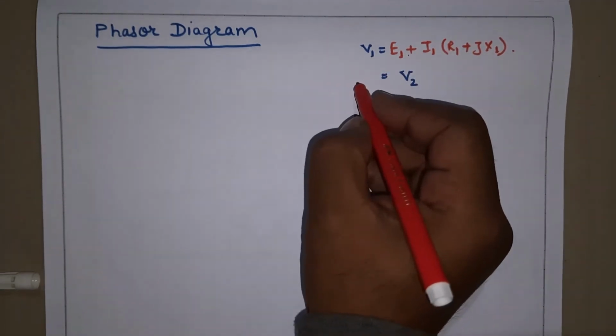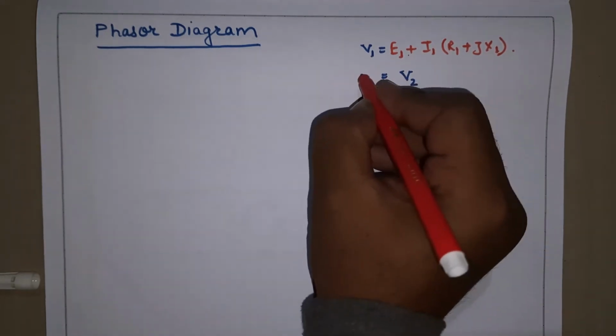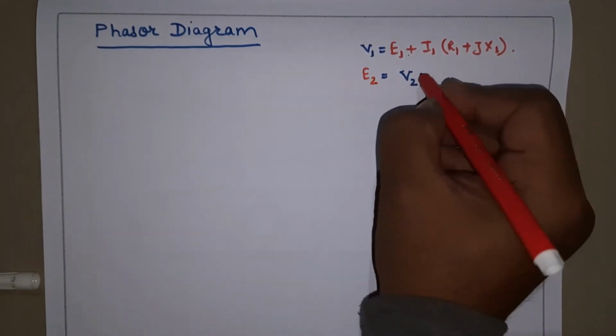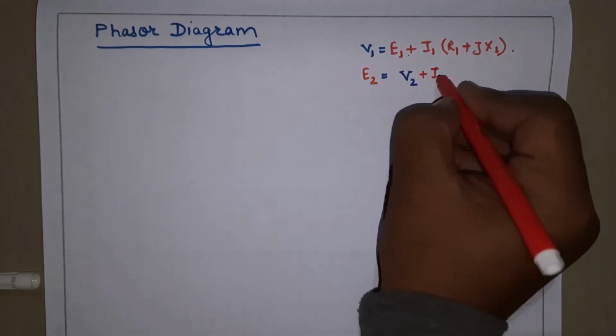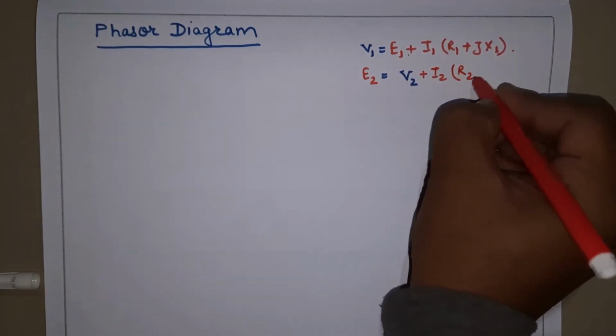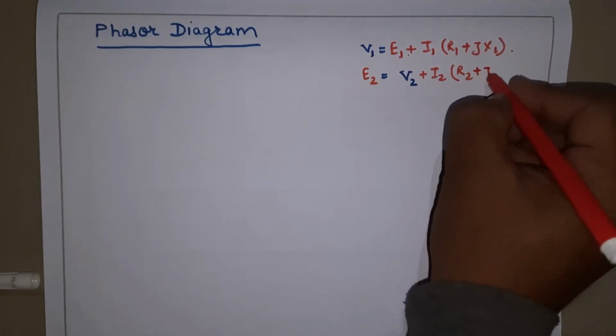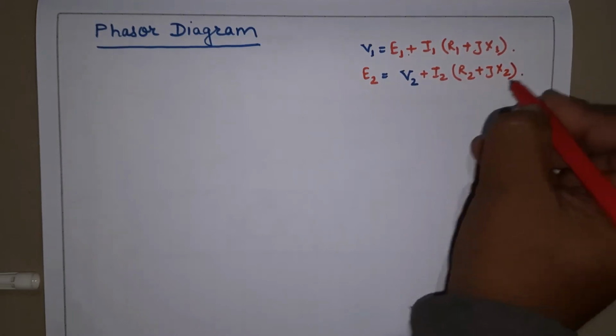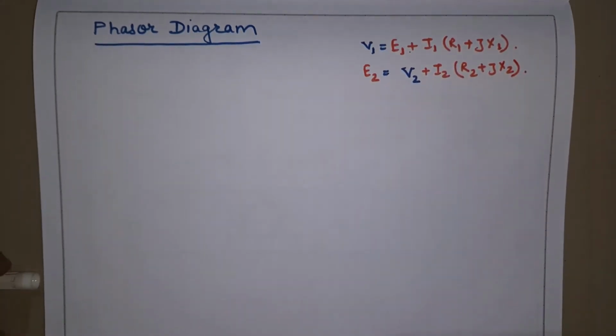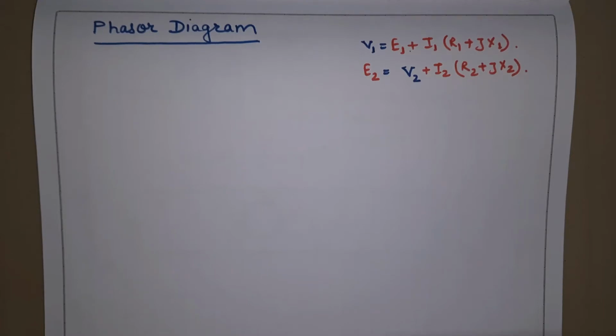And the next equation is E2 equal to V2 plus I2 (R2 plus jX2). And the transformation of the secondary to primary has also been discussed in my previous video. So we will move to the next step.